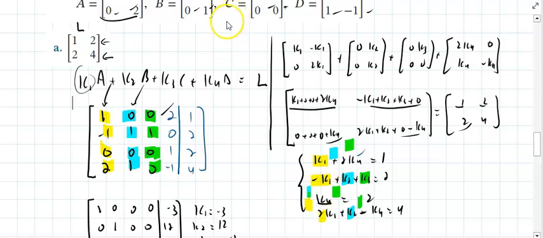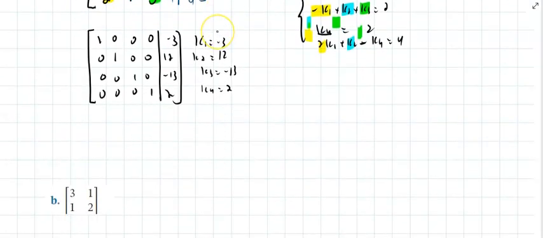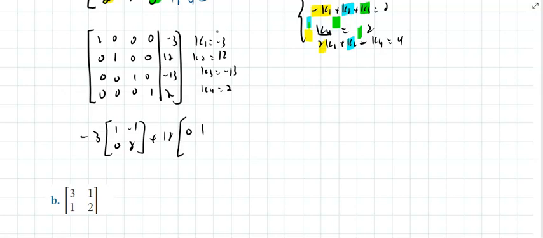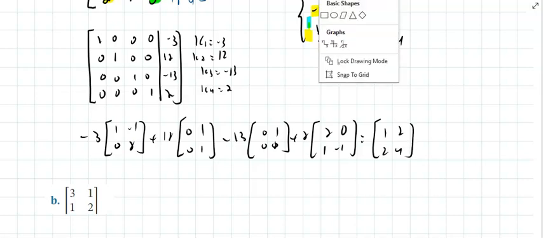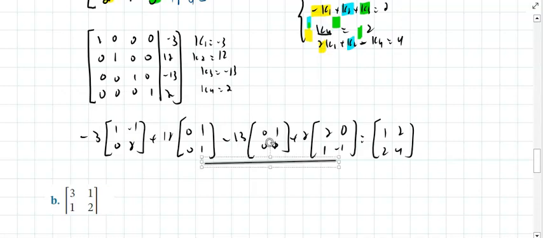And I could say, if you take negative 3 times 1, negative 1, 0, 2, plus 12 times 0, 1, 0, 1, minus 13 times 0, 1, 0, 0, plus 2 times 2, 0, 1, negative 1, and that should equal a 1, 2, 2, 4, and you can check the work. And again, these are a lot of work to do.